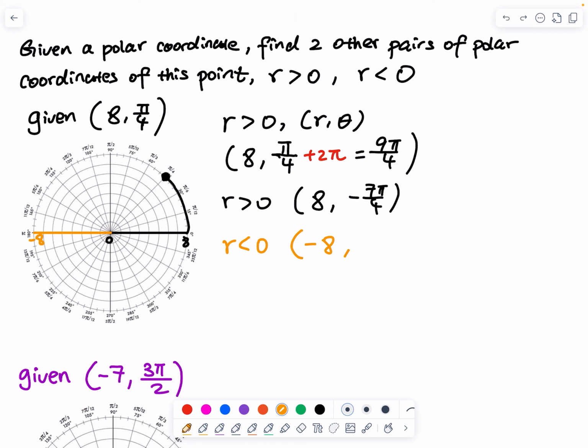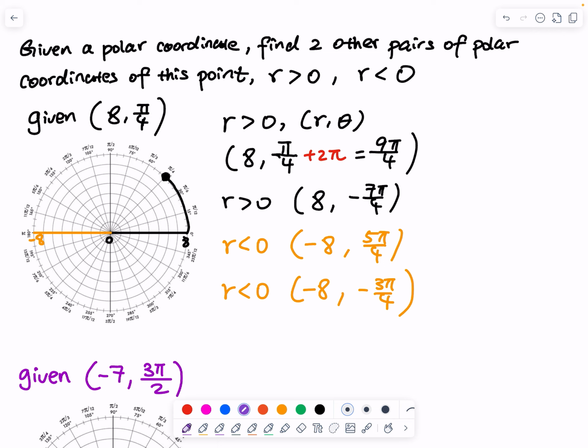If you want to go counterclockwise, then we have to go this way. Then we have to go 1, 2, 3, 4, 5. If we go counterclockwise, that will be (negative 8, 5 pi over 4). And then also for r less than 0, with negative 8, I can go 1, 2, 3 clockwise. For clockwise, I will need to use a negative theta. So that one would be negative 3 pi over 4. All right, so there we go.